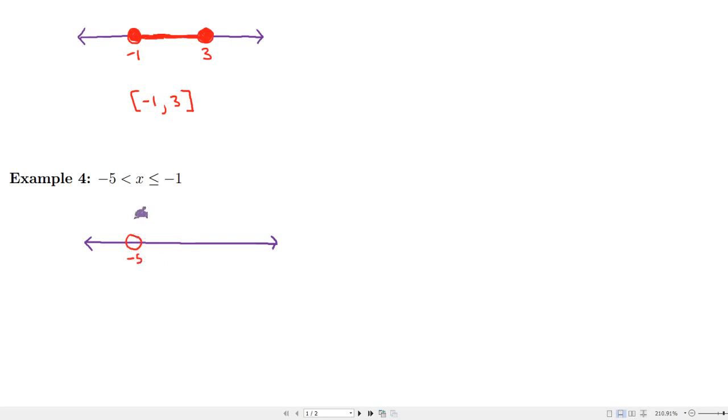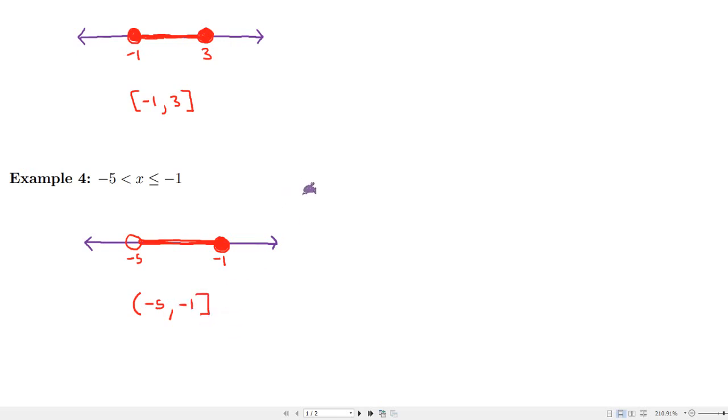Now, are we going to fill that in? Well, no, because we're not including -5. And -1, are we going to fill this in? Well, yes, because we're allowing x to be equal to that. And so this compound inequality is saying x is between these, right? So that's satisfying both of those inequalities. So that would be this right here. Okay? And so that would be this interval. So -5, open parentheses, and close like that.